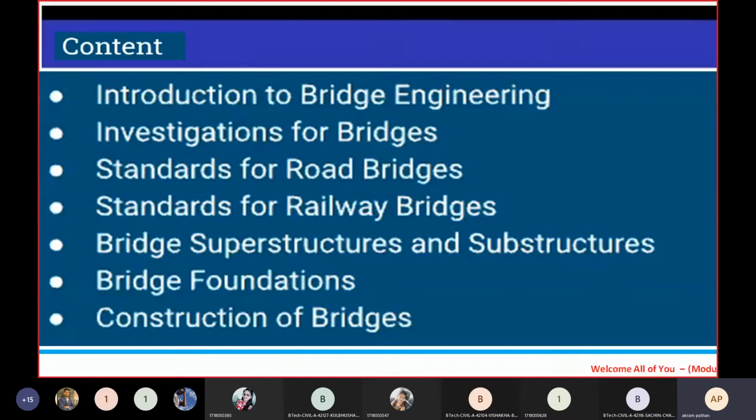Okay, now this is the content we are going to talk about in today's lecture: the introduction to bridge engineering, then investigations for bridge engineering, then we have the standards for road bridges, certain standards for railway bridges, then bridge superstructure and the substructure, then bridge foundations and construction of a bridge. So these are the contents we are going to talk about in today's lecture.